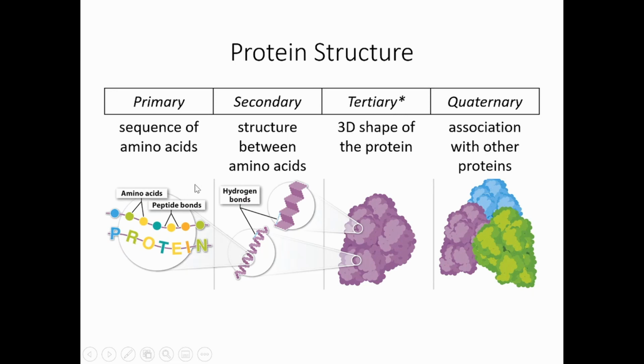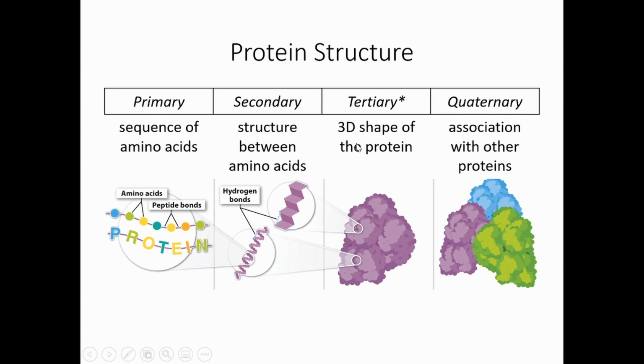Then we take that long string and we start adding in some localized folding. So this is our secondary level of protein structure, where we're adding in some localized folding, some localized structure between the amino acids. So things like an alpha helix, shown here, or a beta sheet, which is like a pleated look.